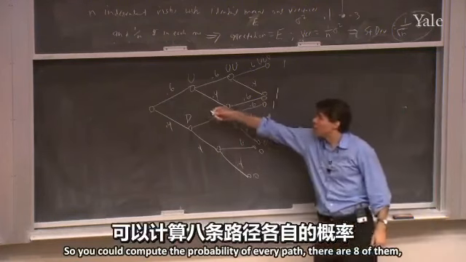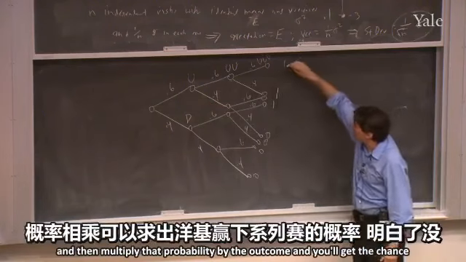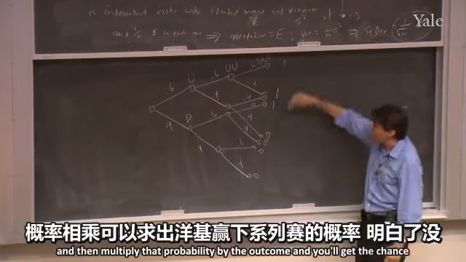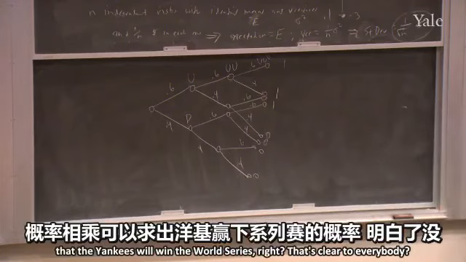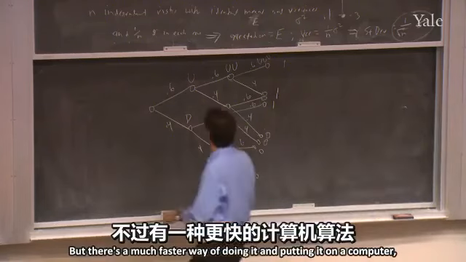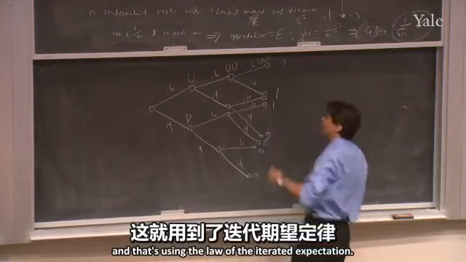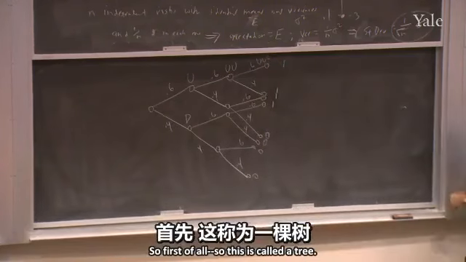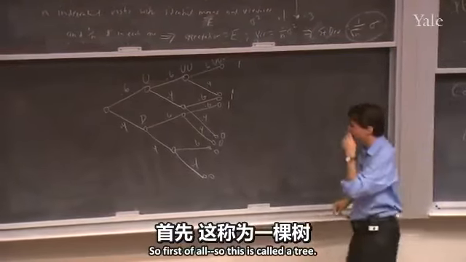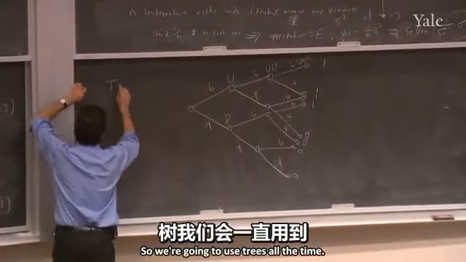So you could compute the probability of every path. There are 8 of them. And then multiply that probability by the outcome, and you'll get the chance that the Yankees will win the World Series. Right? That's clear to everybody? But there's a much faster way of doing it and putting it on a computer. And that's using the law of the iterated expectation. So first of all, this is called a tree. We're going to use trees all the time.